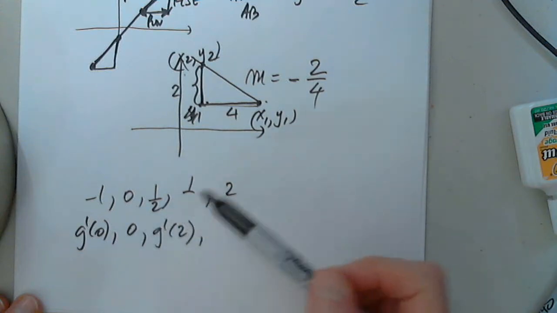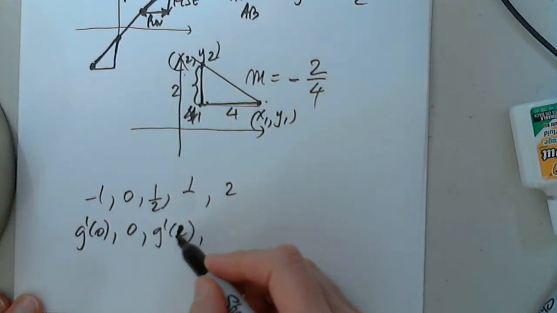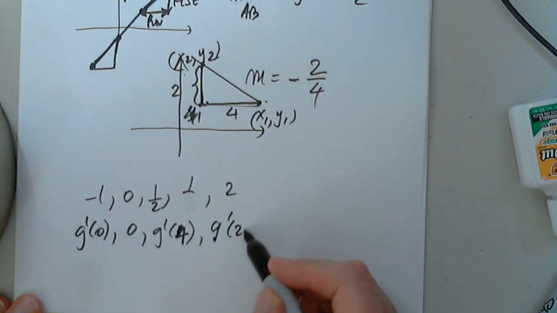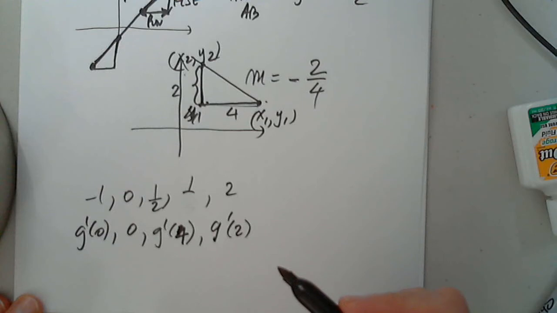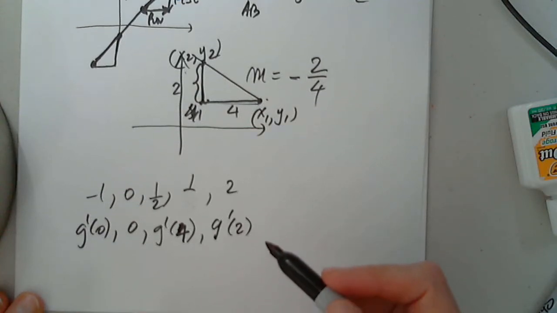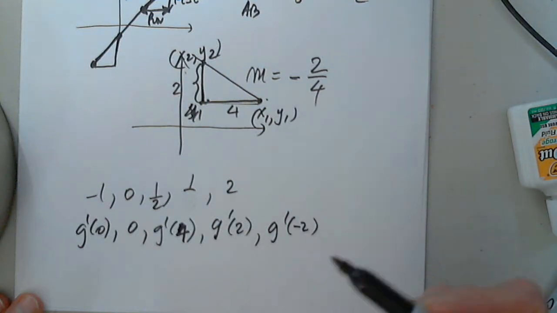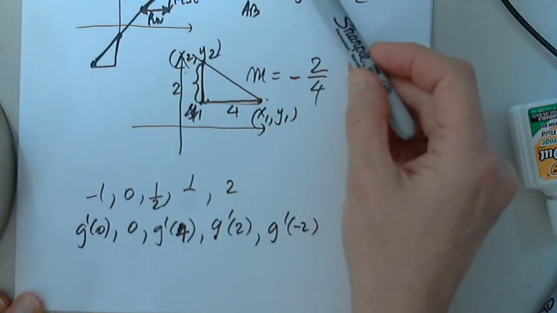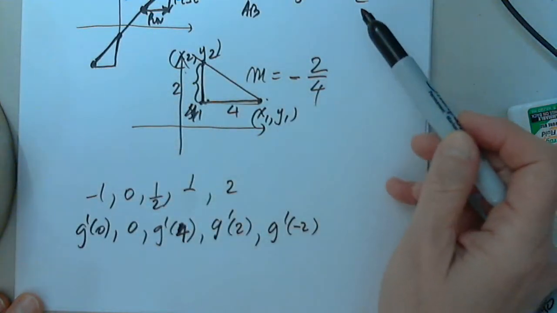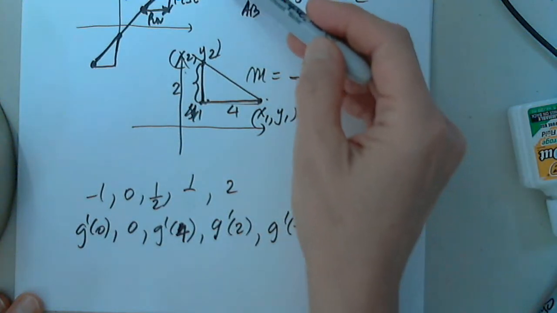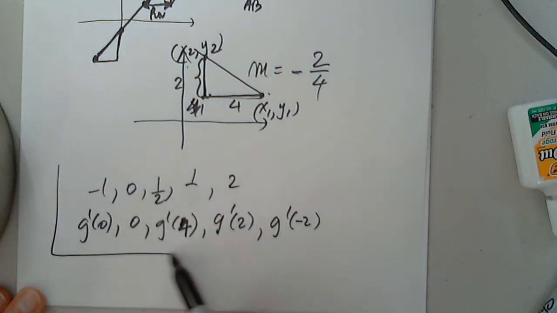Okay, so 0, g prime of 4, and then g prime of 2, and g prime of -2. One more time, let me make sure. So I put in a -1, then I put 0, then this was the smallest. G prime of 2 was 1, and the last one of 2. Yes, this is correct now.